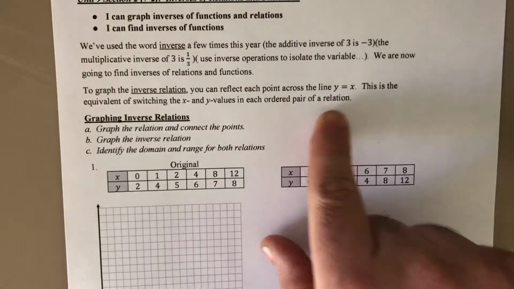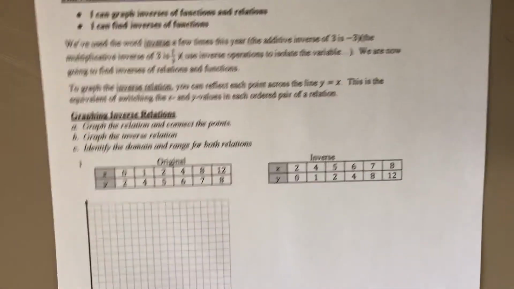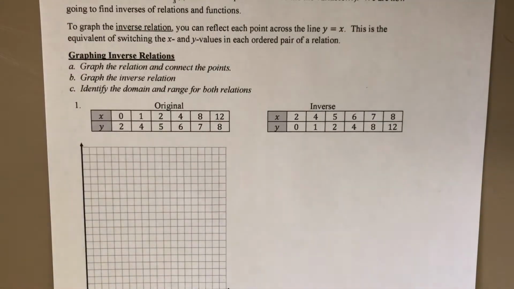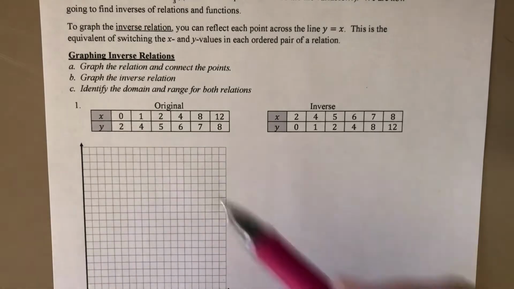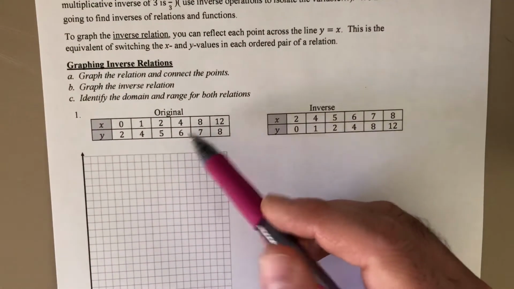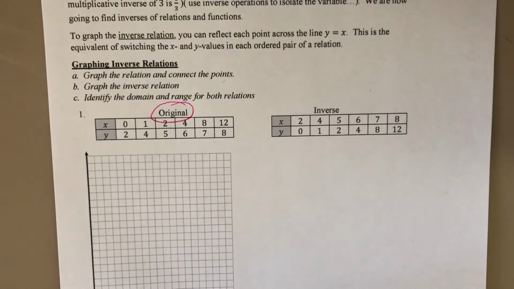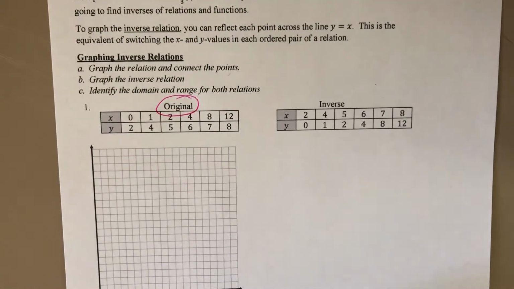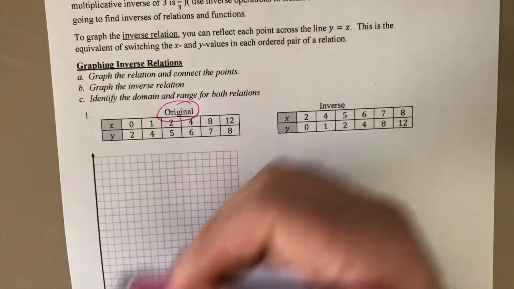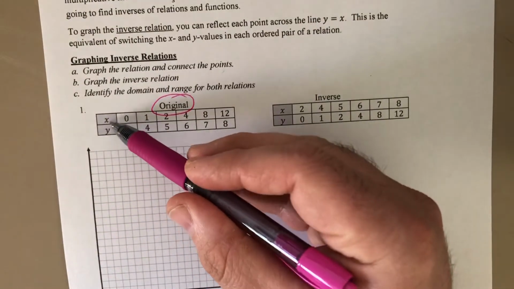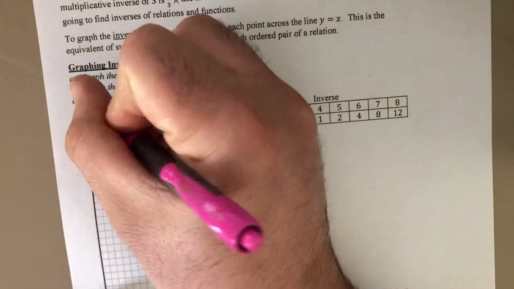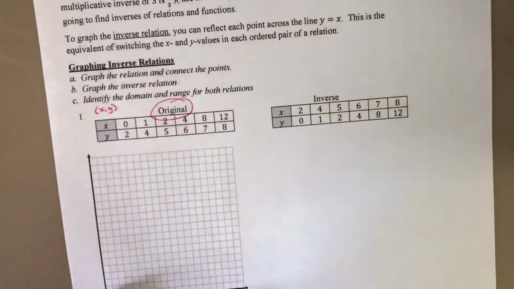So here's a couple of examples. We've got this table of values, and we're calling this our original. Let's go ahead and plot those on the graph here. Remember, you always plot x comma y when you're plotting a point.